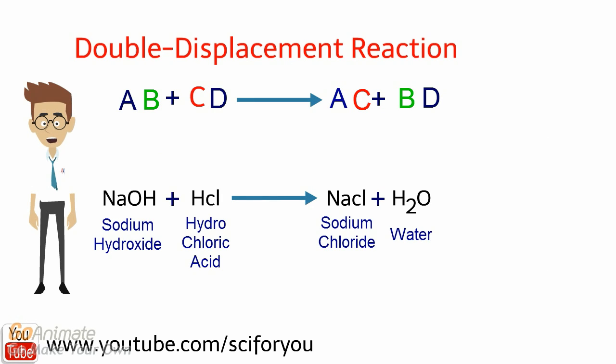Double displacement reactions are those reactions in which atoms are exchanged between two reactants and form two new compounds. When sodium hydroxide reacts with hydrochloric acid, it forms sodium chloride, which is salt. In this reaction, chloride ion, which is a negative ion, combines with sodium ion, which is more positive than hydrogen ion.